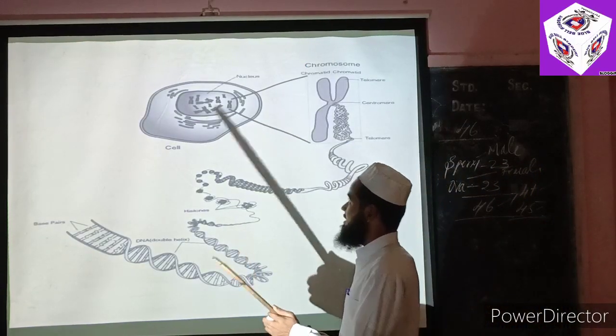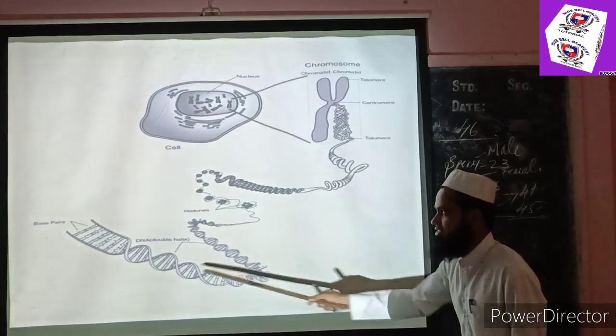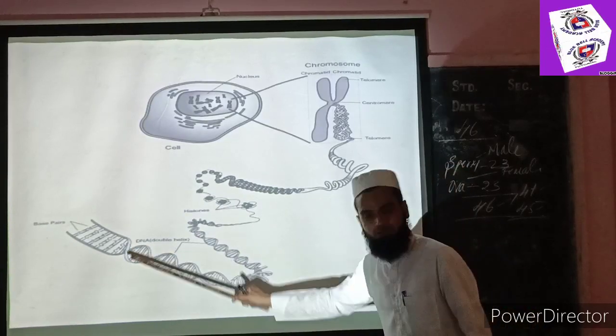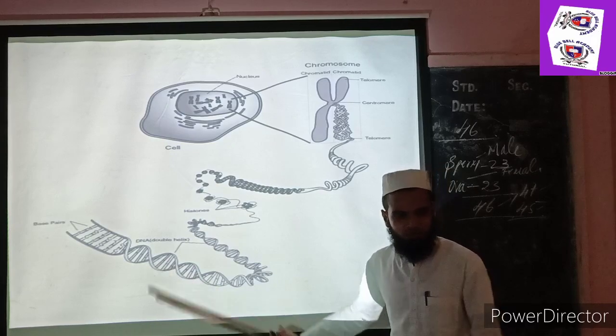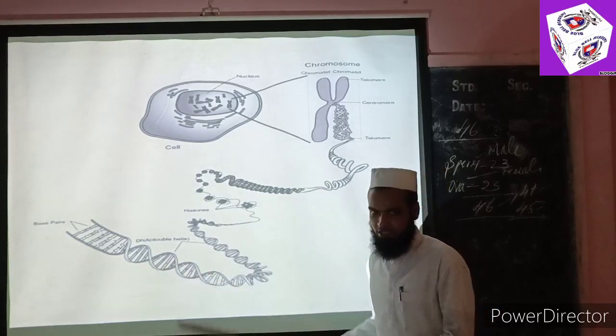It is one typical representation, as I explained to you, where we have the DNA, and this DNA is responsible for the transmission of character, or it is a unit of heredity.